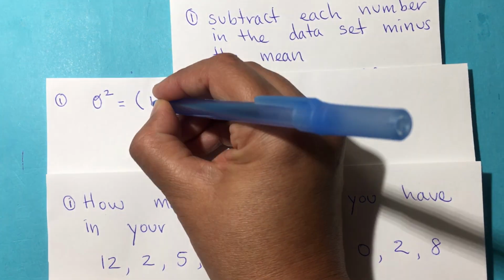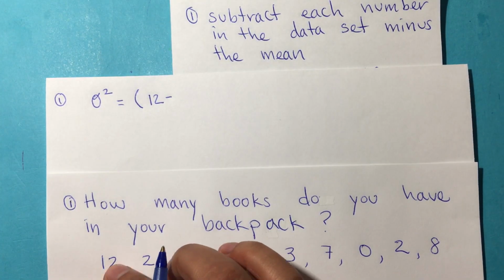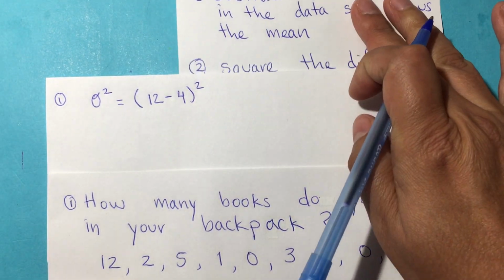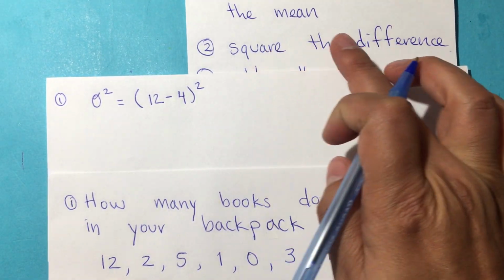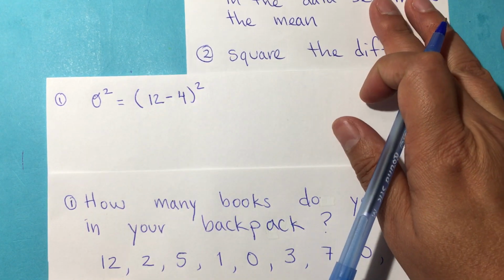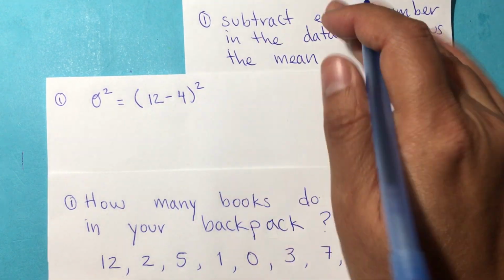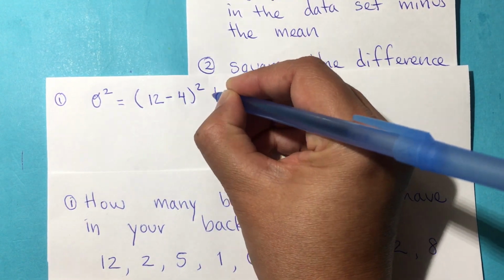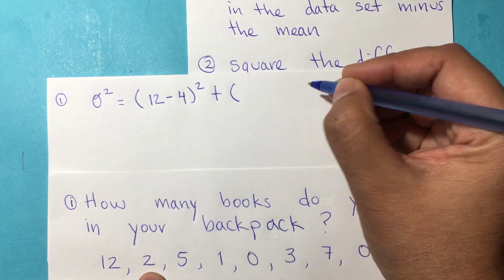And so it's going to be 12 minus 4, which is the mean, and then square it. Okay, that's what it says for the second part. Square the difference, square the subtraction. And so the third one says add all the results. So we're going to put it in here all together. And we do the same thing for the second.